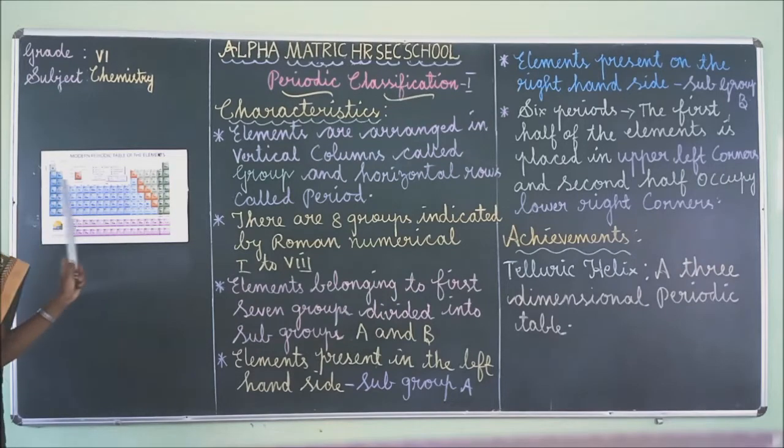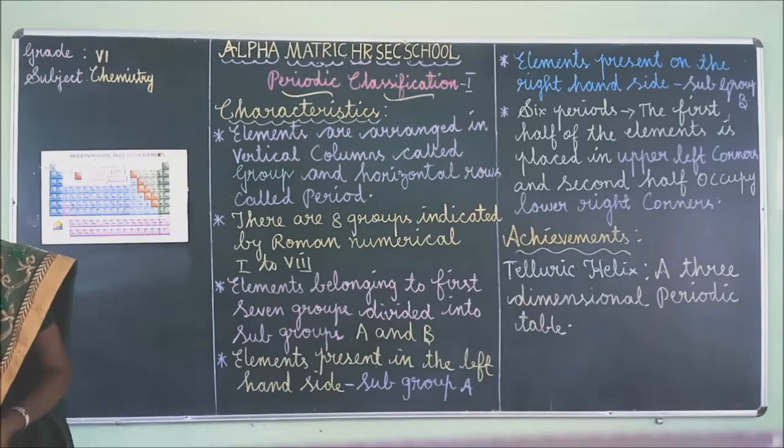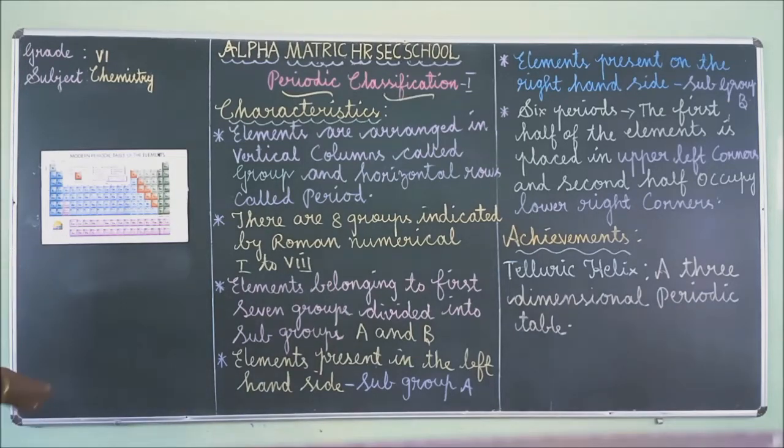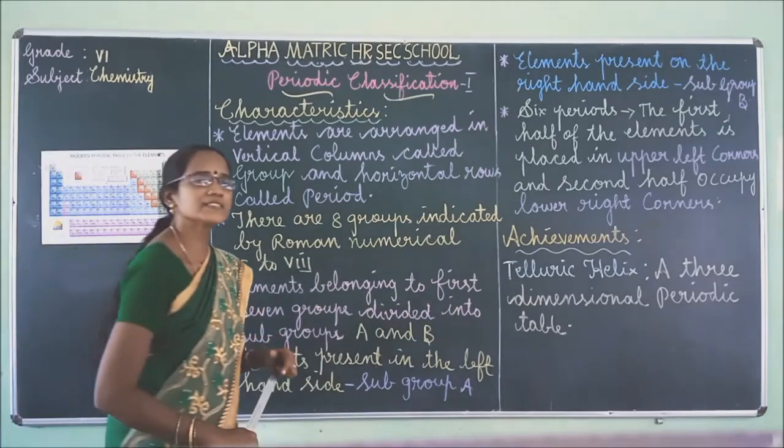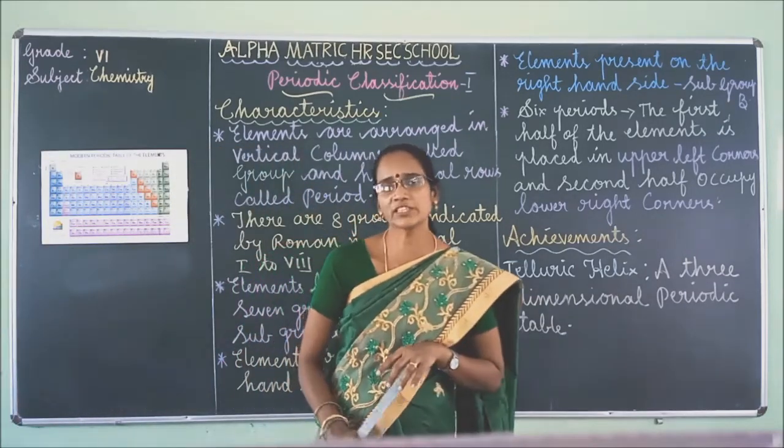So this table consists of periods and groups. Periods means the horizontal rows are called periods. These are the horizontal rows, and there are 7 periods in the periodic table. This is the first period, second period, third period, fourth period, fifth one, sixth, seventh. So the horizontal rows are called periods, and there are 7 periods in the periodic table.